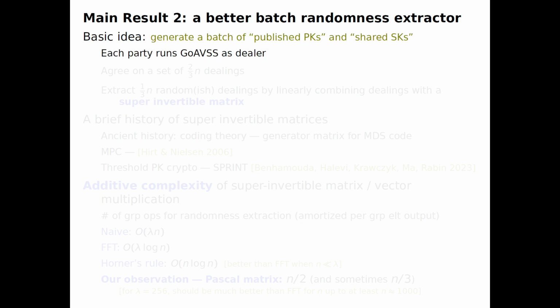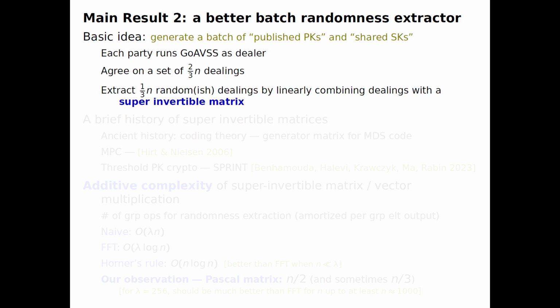The second result is a better batch randomness extractor, and Yiping talked about this kind of thing. Each party is going to run a Go AVSS as the dealer. We're going to agree, using some kind of agreement protocol, on a bunch of dealings. And then we're going to extract 1/3 n random-ish dealings by linearly combining dealings using a superinvertible matrix.